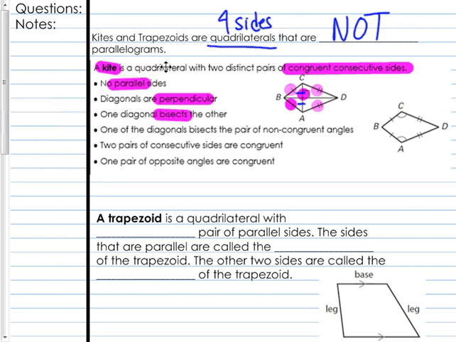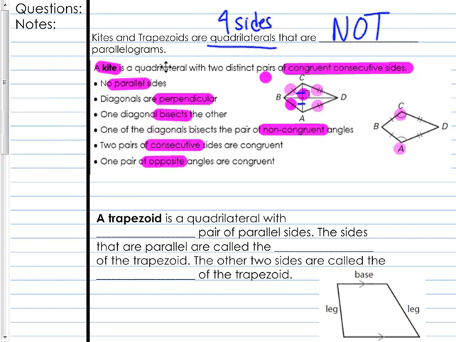Next up, one of the diagonals bisects the pair of non-congruent angles. So the angles that are not congruent are bisected. The next thing, two pairs of consecutive sides are congruent. Consecutive means side by side, which we talked about up here. That means CB is congruent to BA, and CD is congruent to DA. And lastly, one pair of opposite angles are congruent. You can see that in this picture right here.